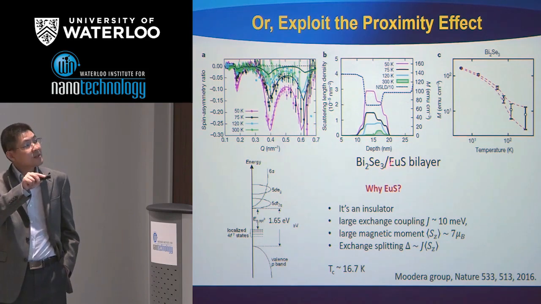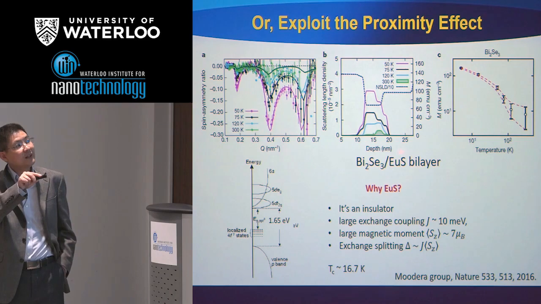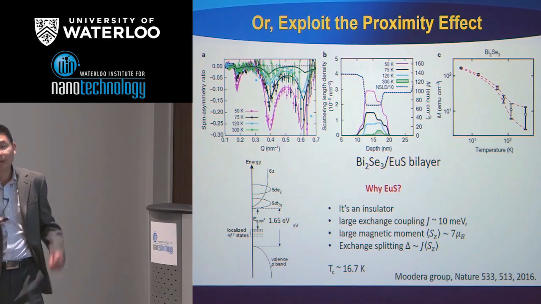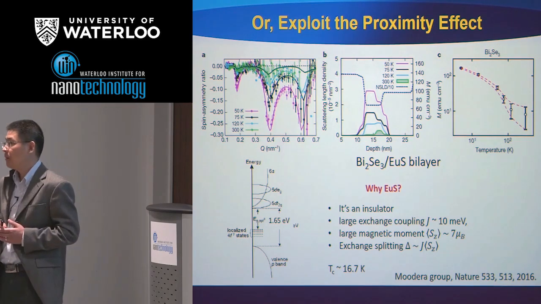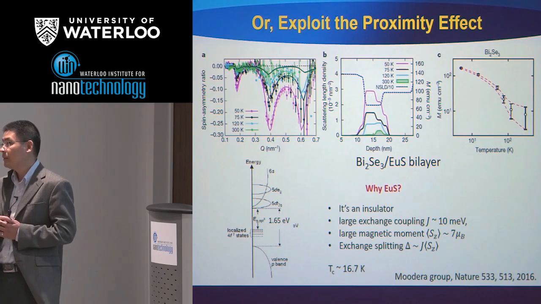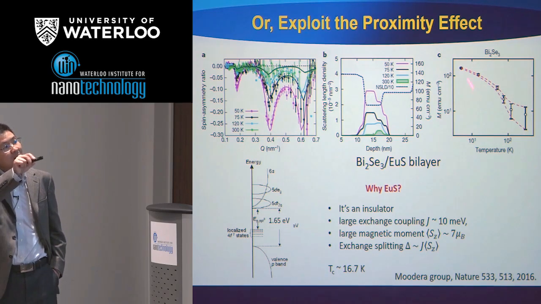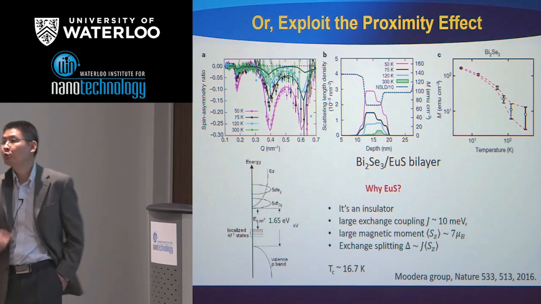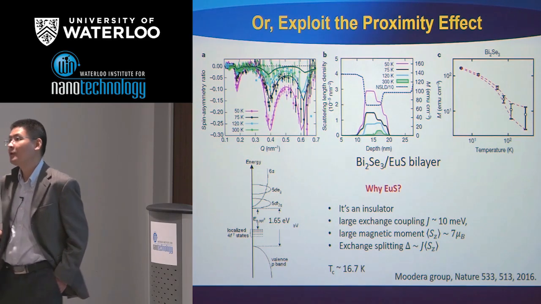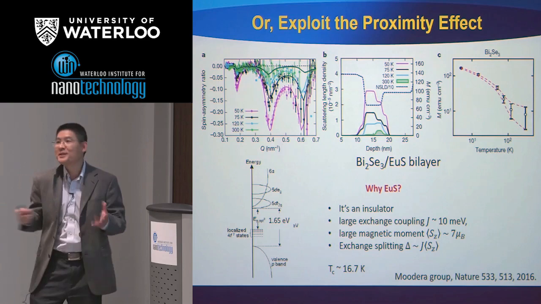And what's very interesting is that although europium sulfide is a ferromagnetic material only at low temperatures, below 20 Kelvin, the magnetism within this topological insulator actually persists all the way to room temperature. Although this result is still being debated.